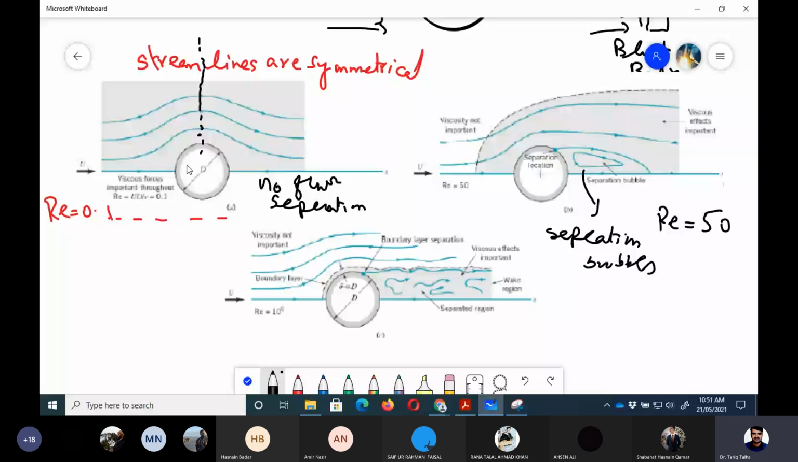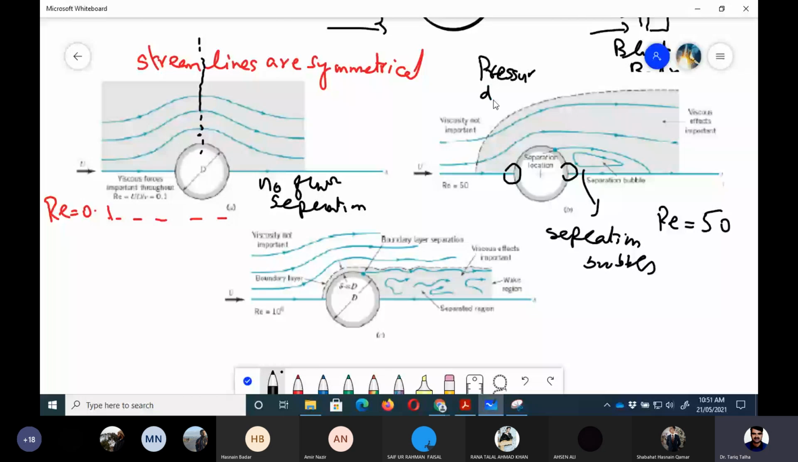But in this case, because there is a separated region here, there is no fluid here, so maximum pressure would be here, which is the stagnation pressure, and here we would have vacuum or negative pressure. That's why the pressure drag component would be very high.